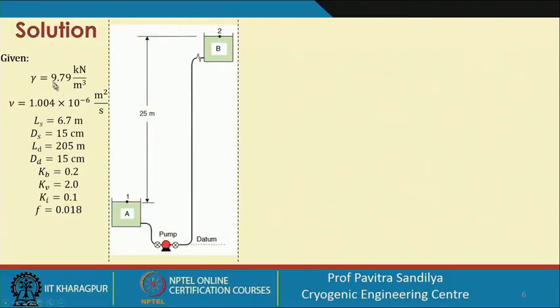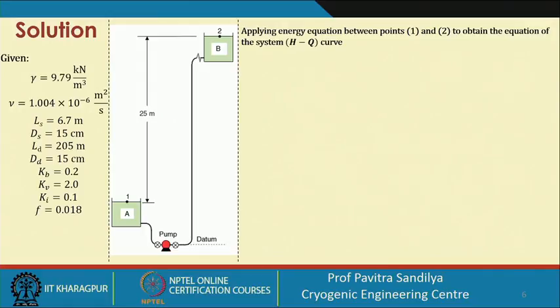Now, let us put all the data which have been given to us first here, and we again consider this particular figure. And as I said earlier, let us apply the energy balance equation to generate the H versus Q curve. So, we write this in a Bernoulli equation here as I described earlier, and here again we find that both these 2 points, point 1 and point 2, are at the surface of the liquids in the 2 tanks, and both these are exposed to the atmosphere.